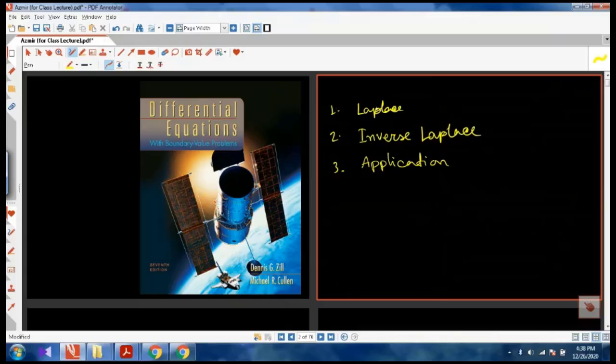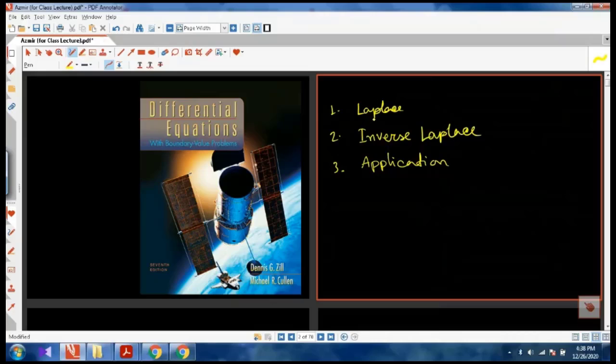First one is what is Laplace transform. We will discuss the properties of Laplace transform, the definition of Laplace transform, and we'll try to understand the insight of Laplace transform by solving some problems. Similarly, we'll try to discuss what is inverse Laplace transform, and the last one is why do we need Laplace and inverse Laplace transform. That is the application of these two parts.